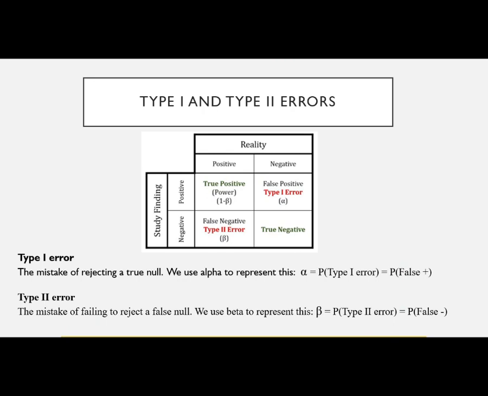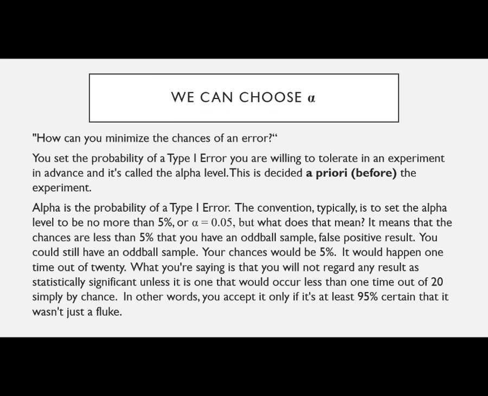You've seen these slides before, but a type 1 error is the mistake of rejecting a true null, and that's alpha. So right over here, alpha. And then type 2 error is here, beta. And so we want to minimize our type 2 error, and so we're going to calculate power, which is 1 minus beta. So we want to see an effect when there is an effect to be found.